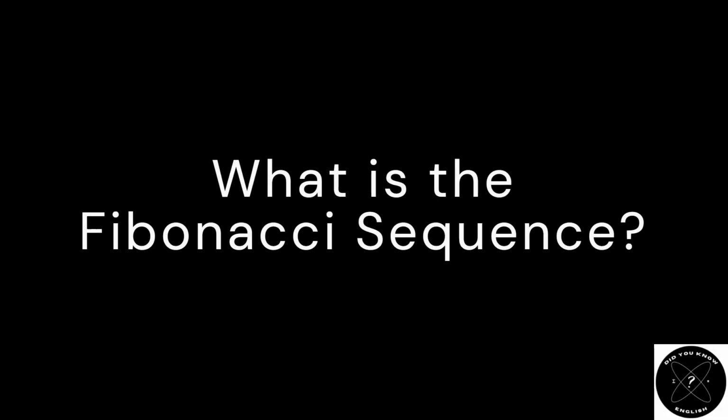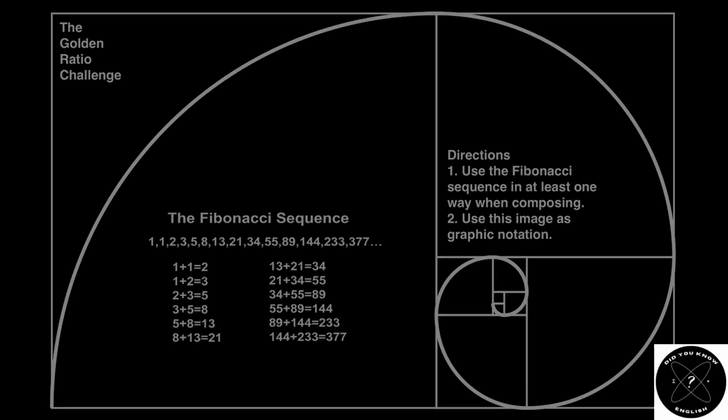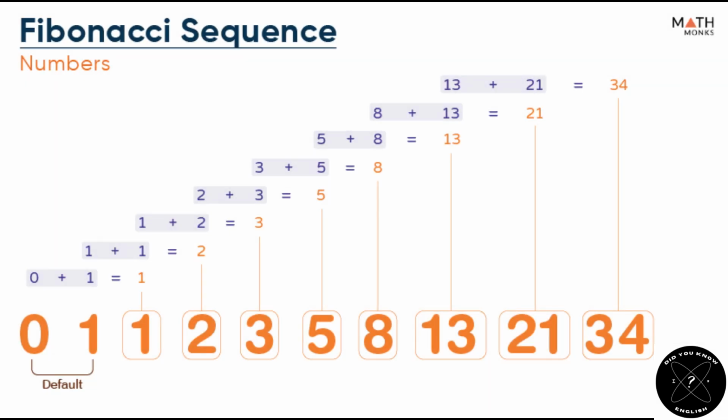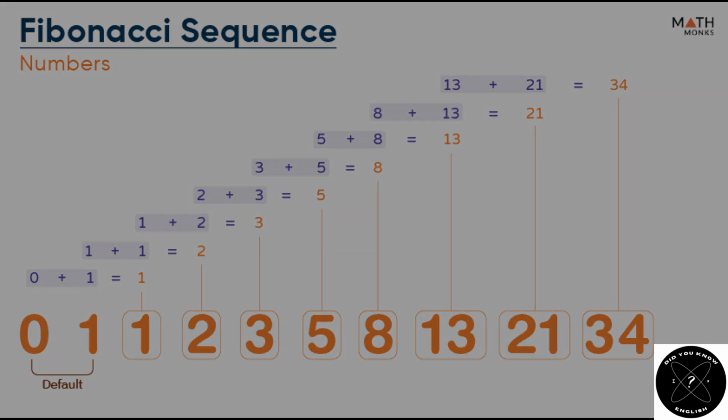What is the Fibonacci sequence? The Fibonacci sequence is a series of numbers that starts with 0 and 1, and each subsequent number is the sum of the two preceding ones. 0, 1, 1, 2, 3, 5, 8, 13, 21, and so on.